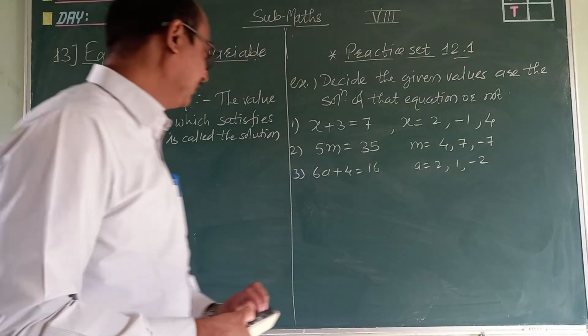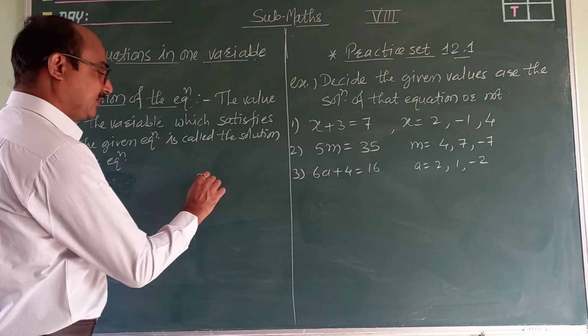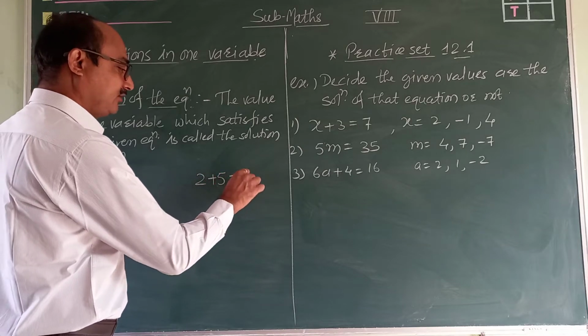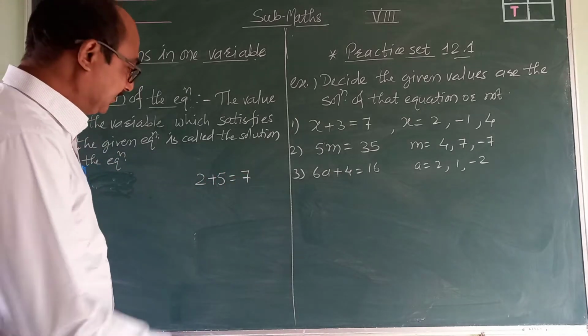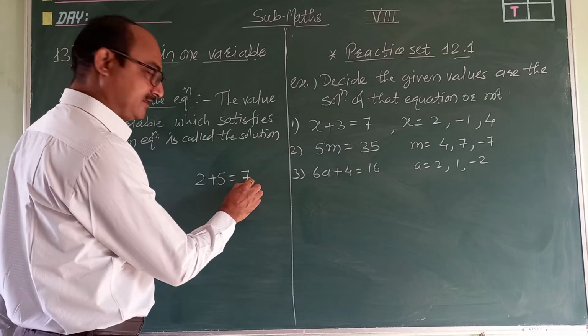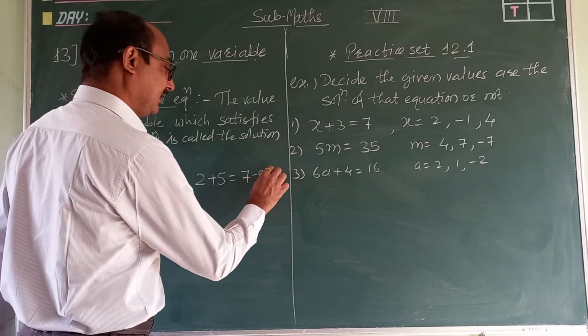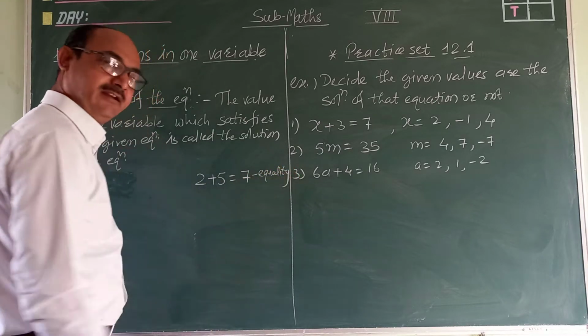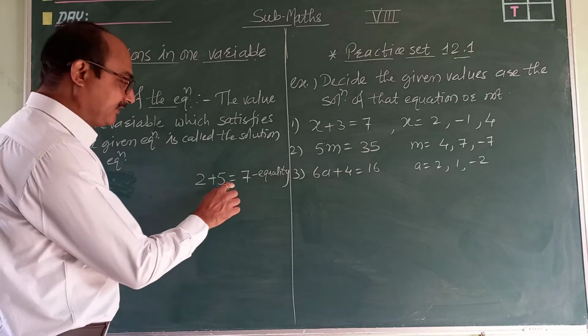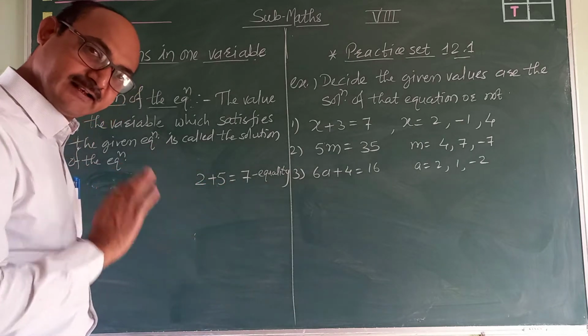Equation means what? We know, suppose 2 plus 5, we know it is equal to 7. So this is equal to this. So this is known as equality. What we say, this is equality because this symbol indicates both sides are equal.